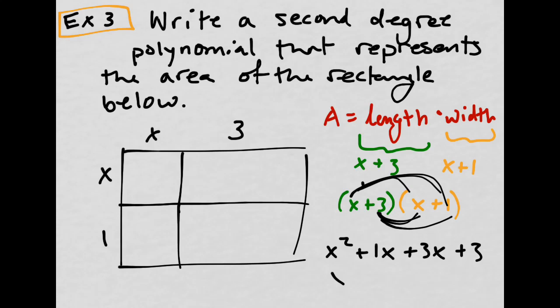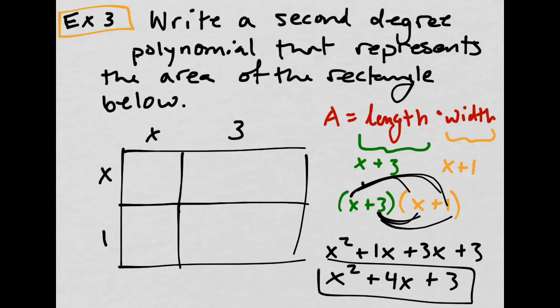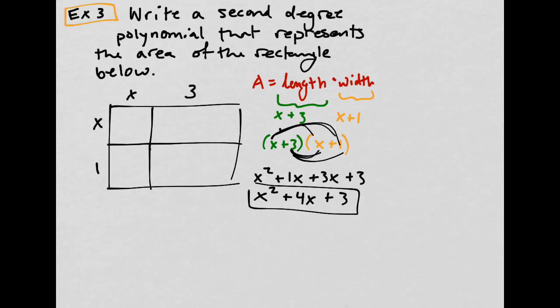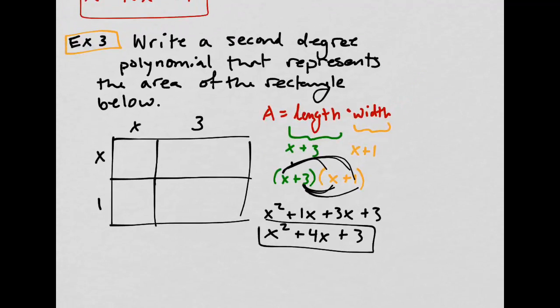So what do we get? X squared plus 4x, because those are like terms and they're the same sign, so we add them. Then plus 3. There it is. That's also known as the quadratic. Second-degree polynomials are called quadratics as well.